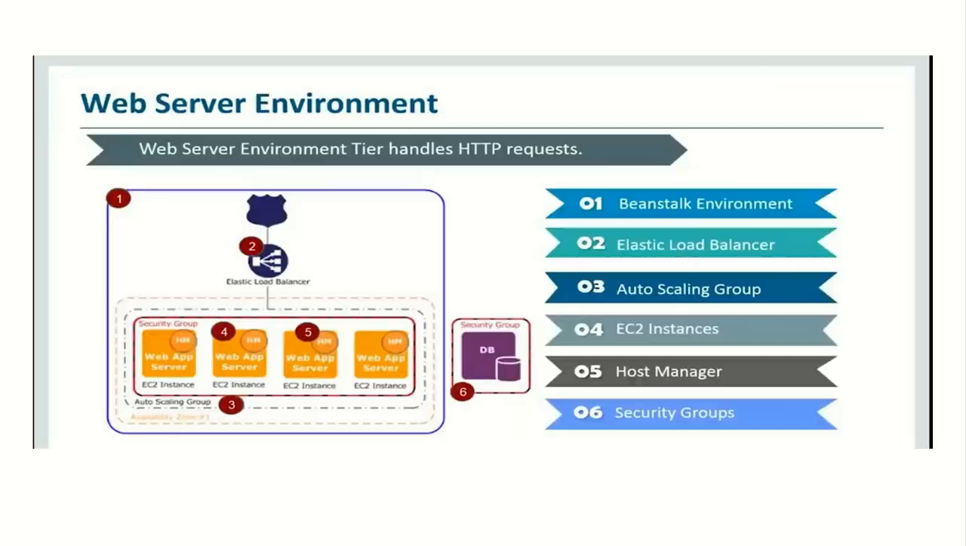Okay, now let's try to understand the architecture of Elastic Beanstalk. Like I said earlier, when we try to launch an Elastic Beanstalk environment, Beanstalk asks you to choose among two different environment tiers. Firstly, we have web server environment. Web server environment usually handles HTTP requests from clients, and it has different components.